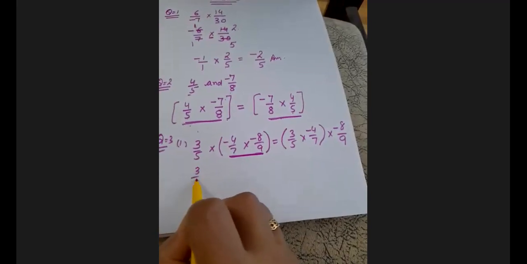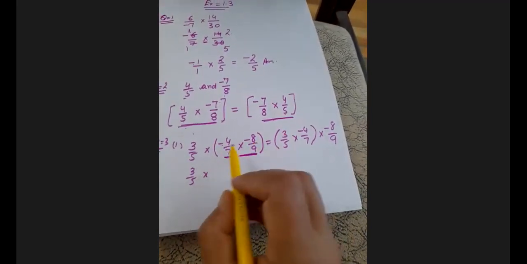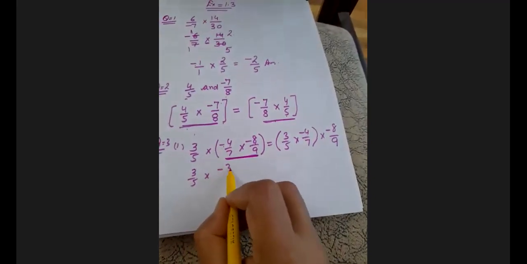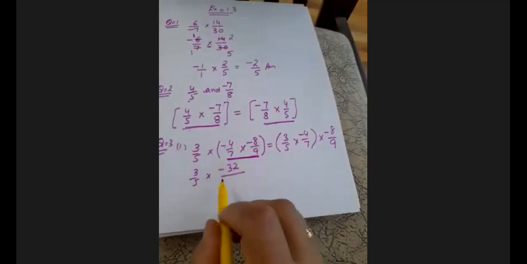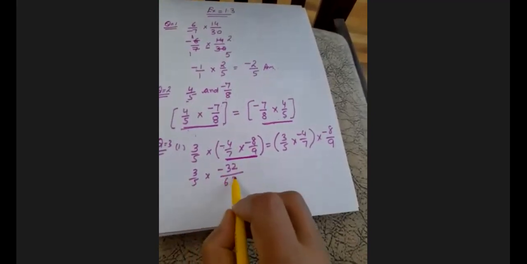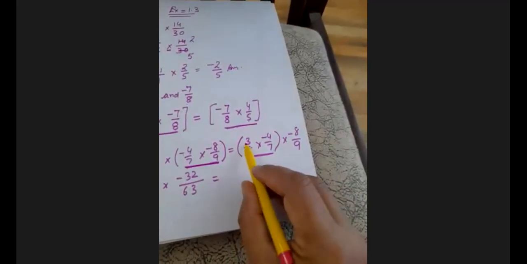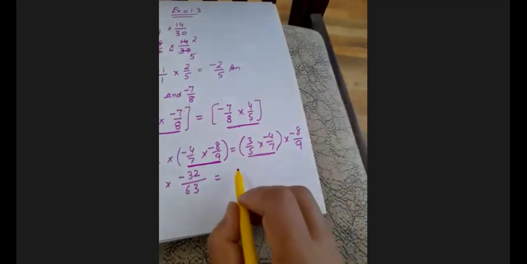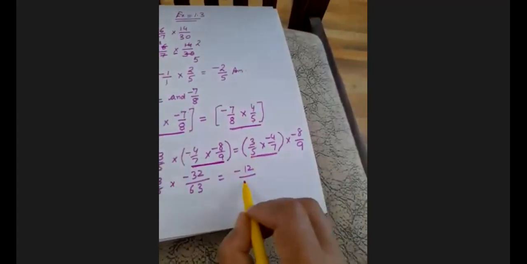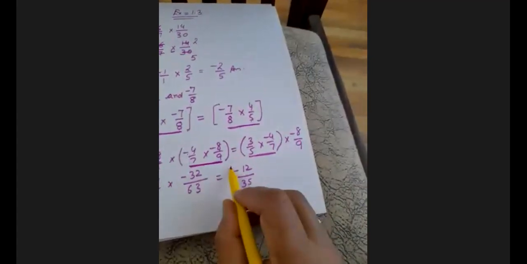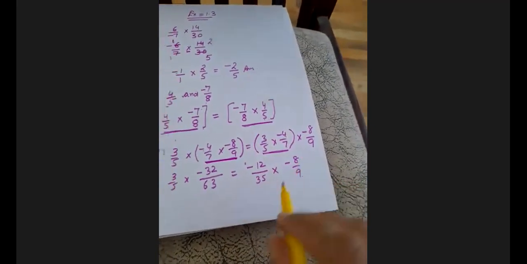Like this, 3 upon 5 multiply minus 4 multiply minus 8, minus 32, and 7 multiplied by 9, 63, is equal to. Now solve this part. 3 multiply minus 4, 4 3s are 12, minus 12 upon 5 into 7, 35, multiply minus 8 upon 9.